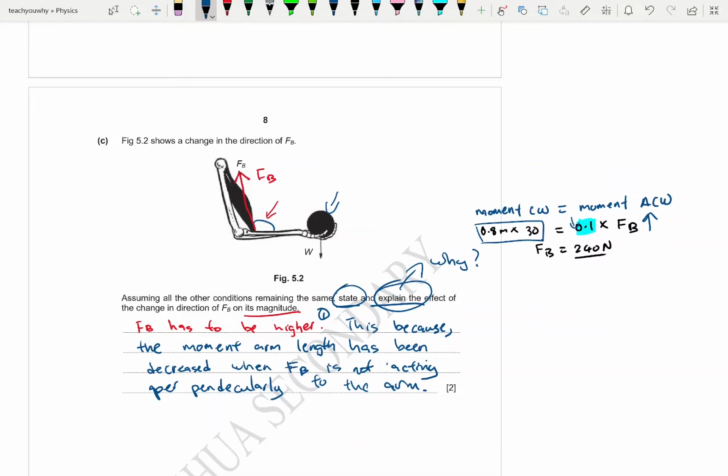So take note, moment is always force times perpendicular distance. I need to emphasize this. It's not just distance, it is force times perpendicular distance. Okay.